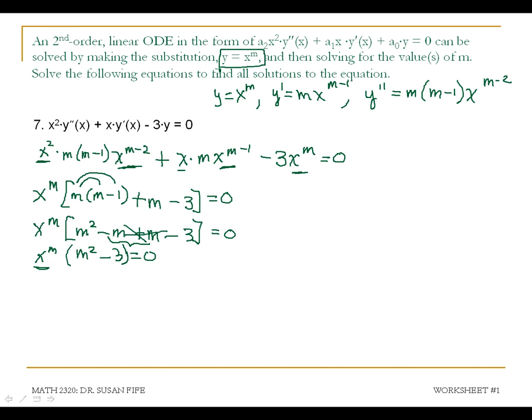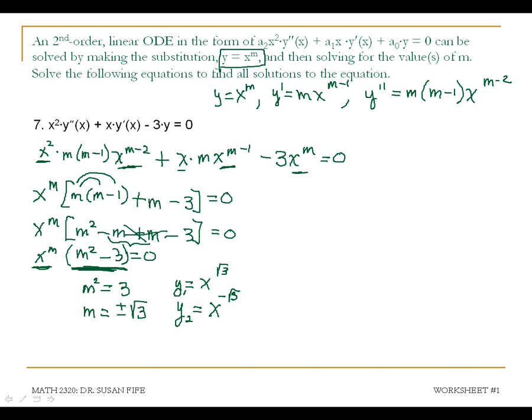And from the factor x to the m equals 0, we're going to get just the trivial solution. So our real solutions come from here. m squared minus 3 equals 0. When we isolate the m squared, we get m squared is equal to 3, and then take the square root of both sides. You get m is equal to plus or minus the square root of 3, and that gives you solutions of x to the square root of 3, and that's one solution, and x to the negative square root of 3.